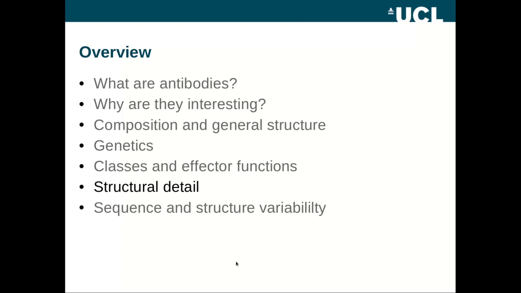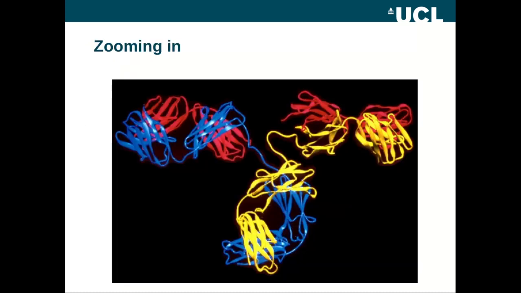Okay, let's look in a little bit more detail now at the structure. And this is going to lead us into the second lecture. The structural detail that I'm going to concentrate on now is really just the variable domain, because that's the business end of the antibody from the perspective of having different affinities and also from the perspective of what is useful in creating drugs. So here I'm looking at the whole antibody again, the intact IgG.